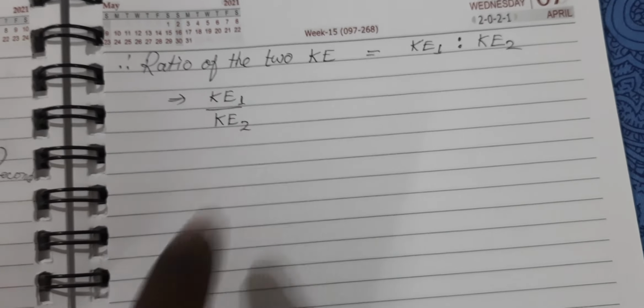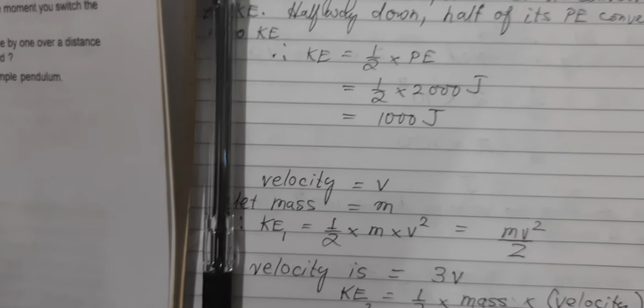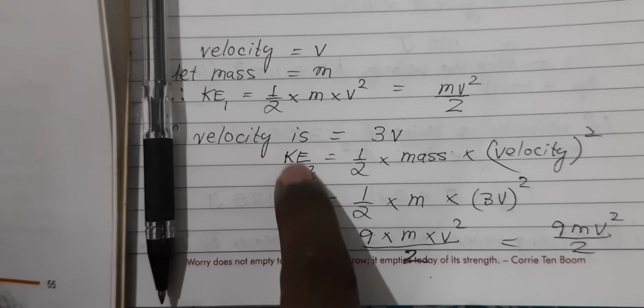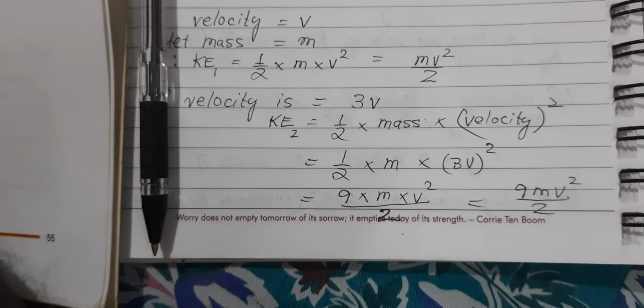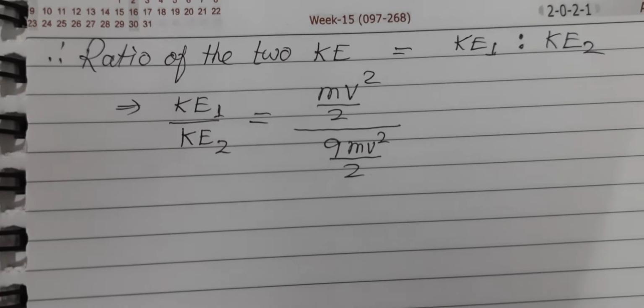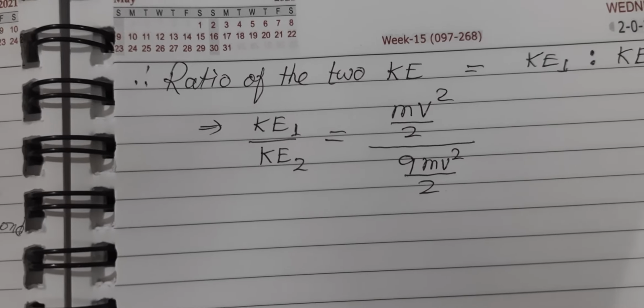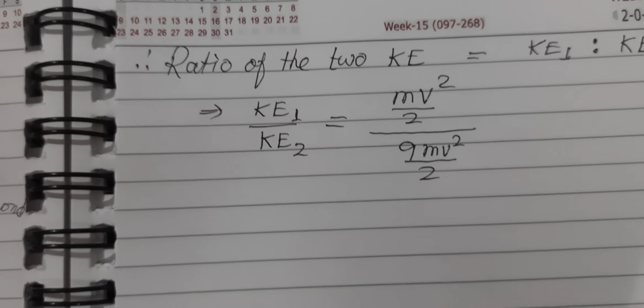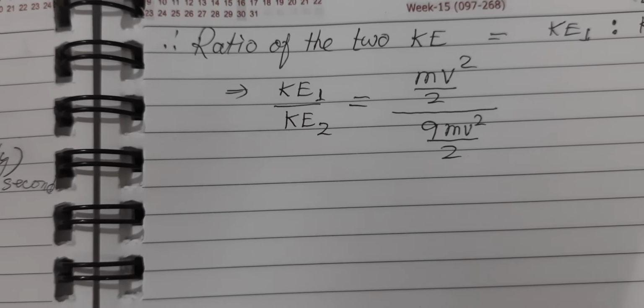What is the value of kinetic energy 1? This is the value of kinetic energy 1, mv square by 2. What is the value of kinetic energy 2? 9 mv square by 2. So those values you have to write here. I wrote the values as they are. In the numerator I wrote mv square by 2 for kinetic energy 1, and in the denominator I wrote 9 mv square by 2, that is kinetic energy 2.